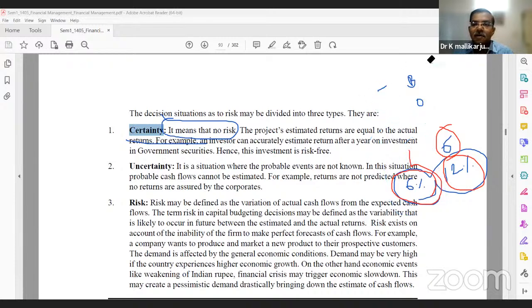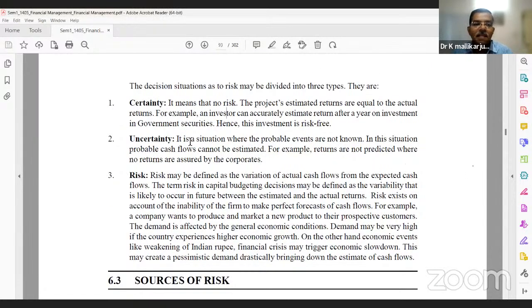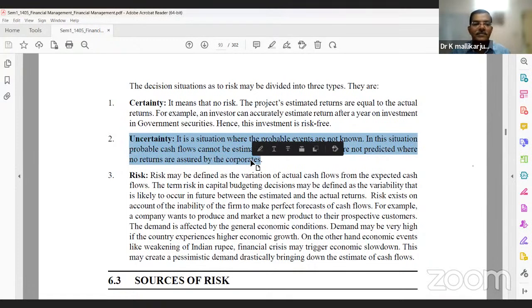Uncertainty. The word is uncertainty. Uncertainty is nothing but whatever we expected, it is different from what is received. It is a situation where the probable events are unknown, like COVID or earthquakes, tsunamis, global changes, environmental changes. There are uncertainties we can't control. The firm doesn't manage these uncertainties.